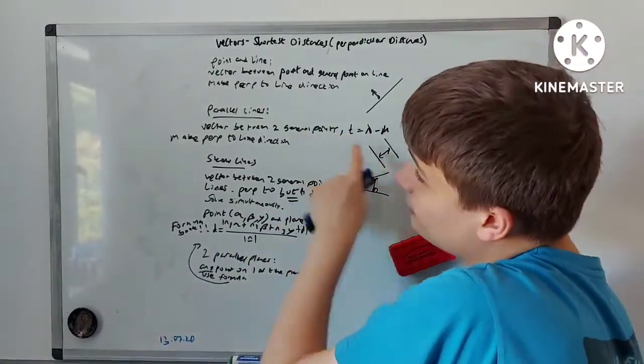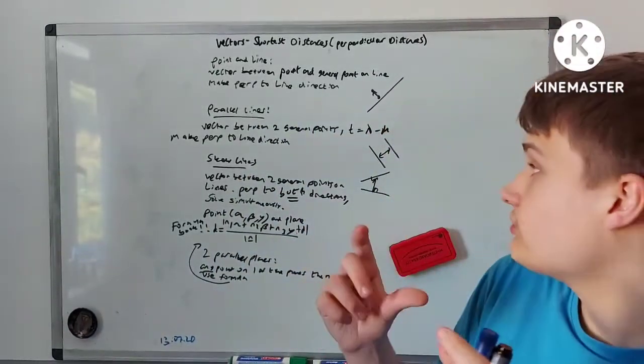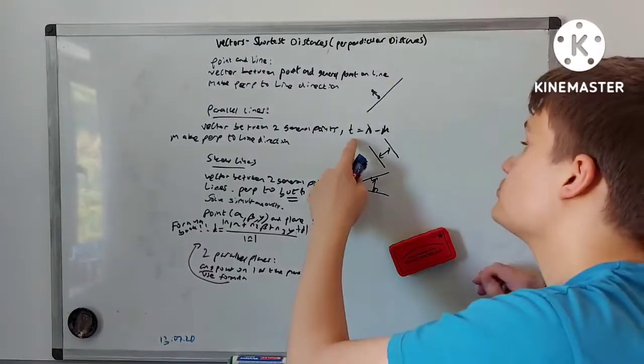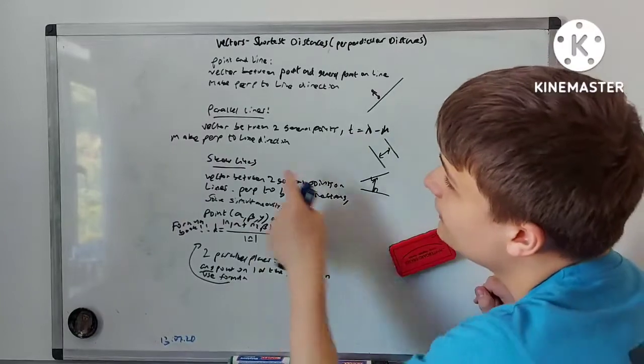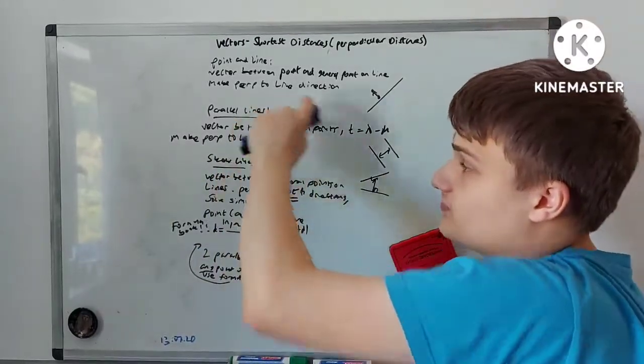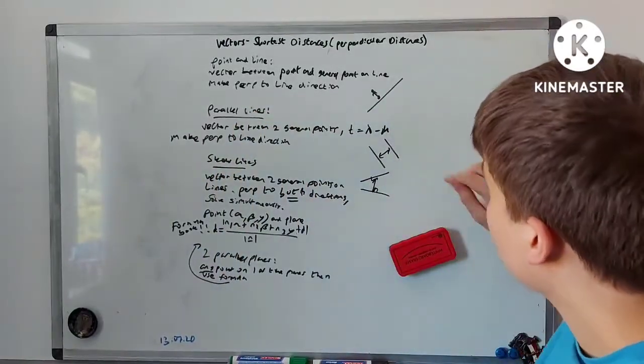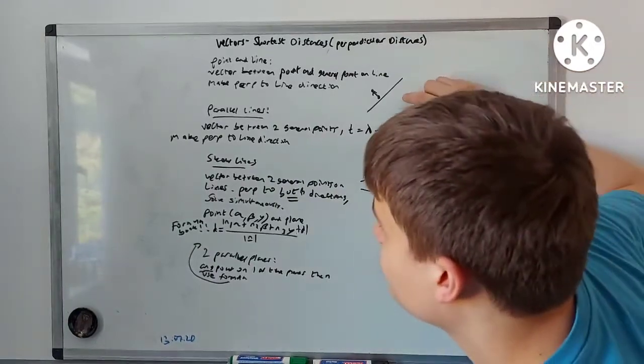For parallels, we want to find the vector between 2 general points. Then we're going to let the substitution that t is lambda minus mu, take one away from the other, and we're going to make that perpendicular to the line direction as before. Nice and simple. Parallels like that, and that's your point on the line there.